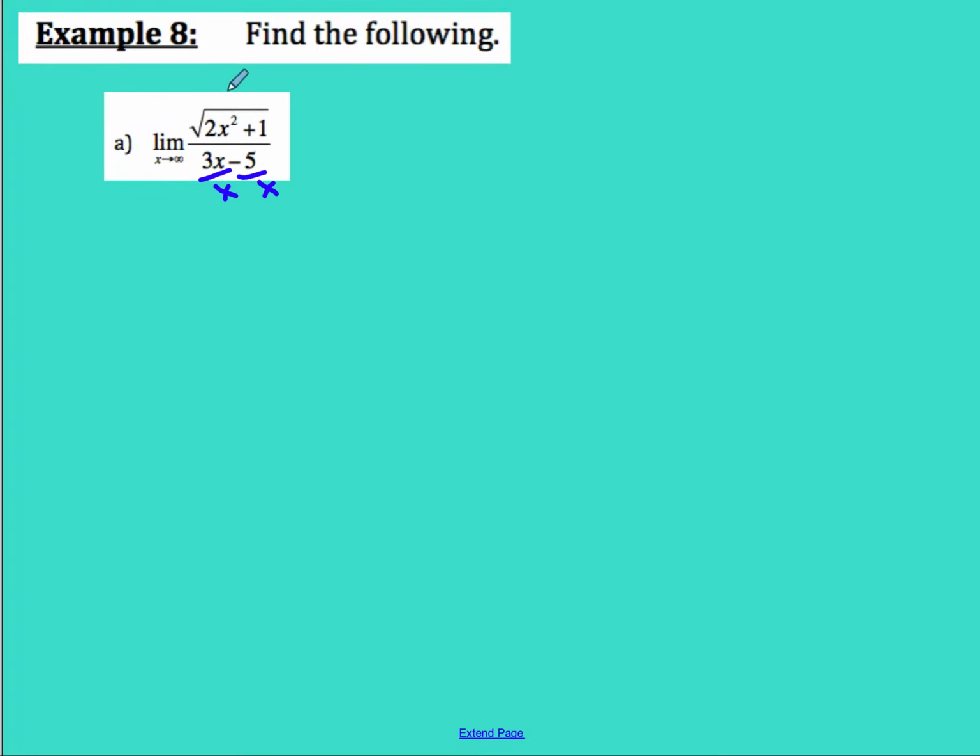Now here is where you need to be careful. I want to divide everybody by x. However, I have to take into account that there's that square root. So underneath my radical, I can't just divide out by x. I would say, who is my equivalent? The square root of what is equal to x? The square root of x squared is equal to x. Okay, so instead of just dividing by x underneath my radical, I've got to divide out by x squared.